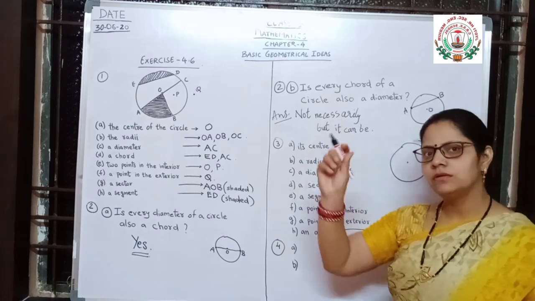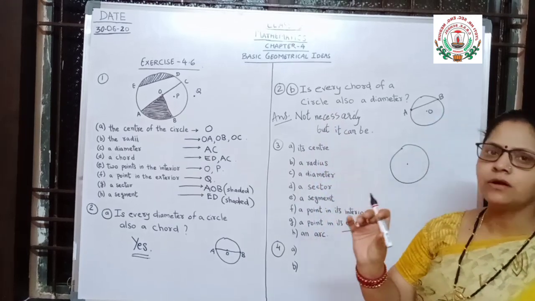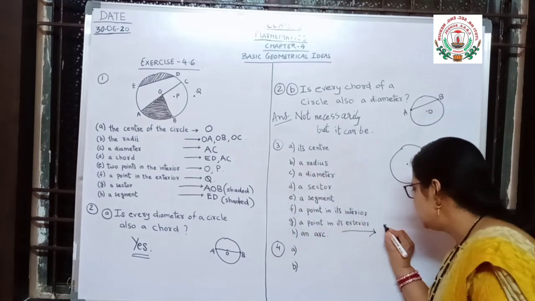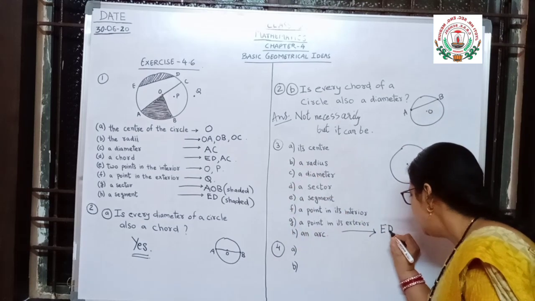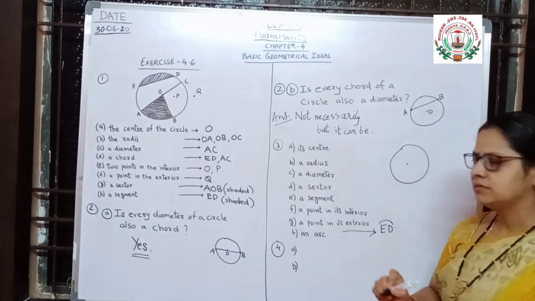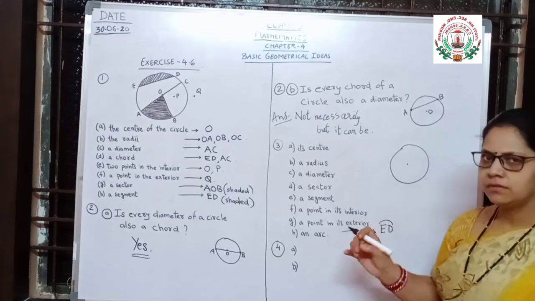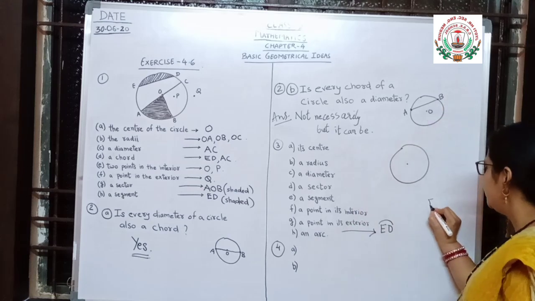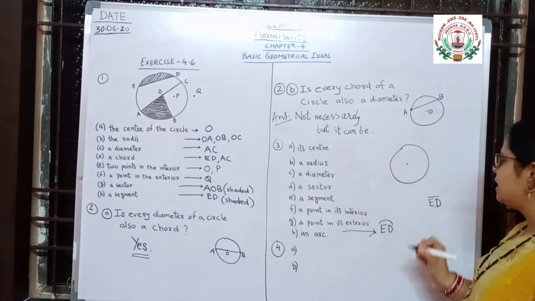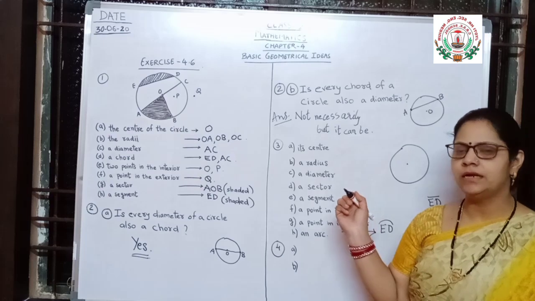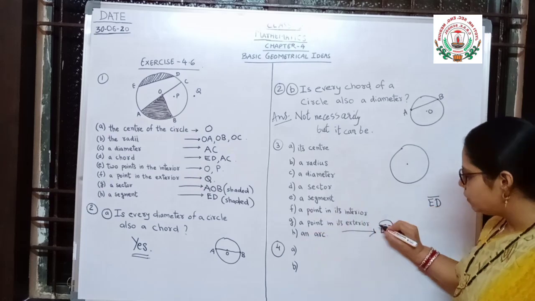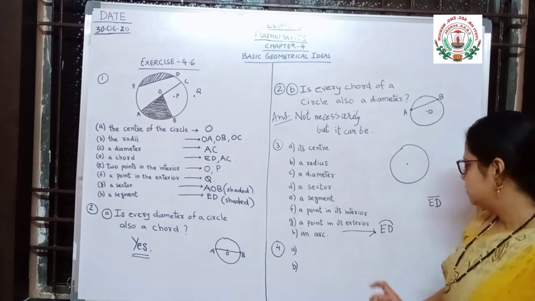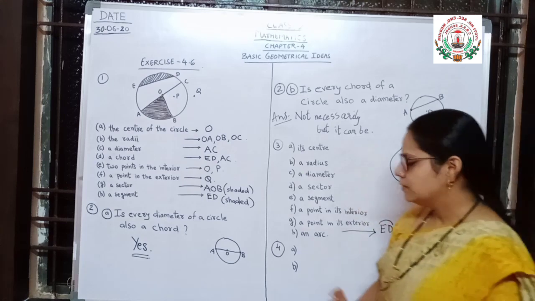Arc means a small part of the circle. Small part of the circle means you can just write E, D and mark it like this. This is an arc. This is the writing format of the arc. If you write ED and a line like this, this is the line segment ED. But an arc is asked, so you have to draw an arc. That is the small part of the circle.